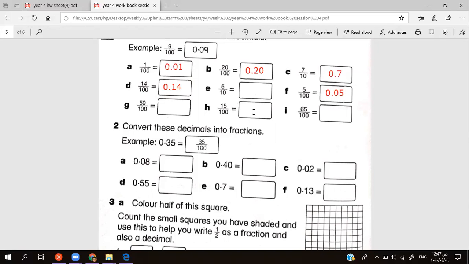Please pause me, answer E, G, H, and I, and come back to see how we do it. As for number E, my decimal will only move 1 place, so it's going to be 0.5. Here divided by 100, my decimal will move 2 places, so it's going to be 0.59. Here the decimal will move 2 places because it's divided by 100, so it's 0.15. And here at the end it's going to be 0.65 as it's divided by 100. Okay.